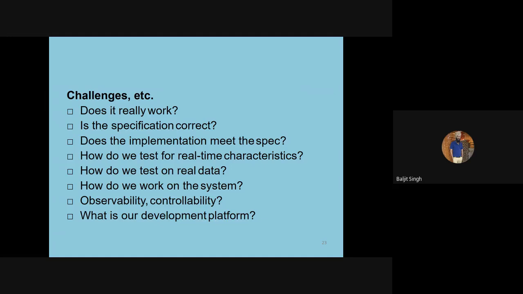And what is our development platform? That means the software selection and optimizing the software.